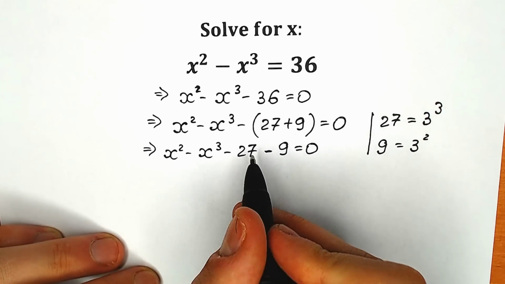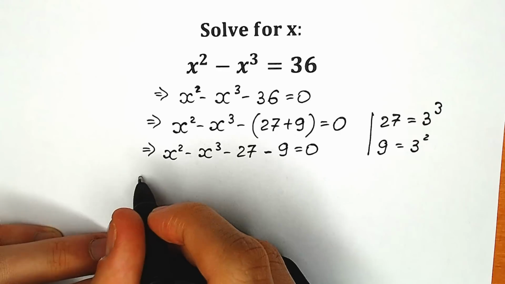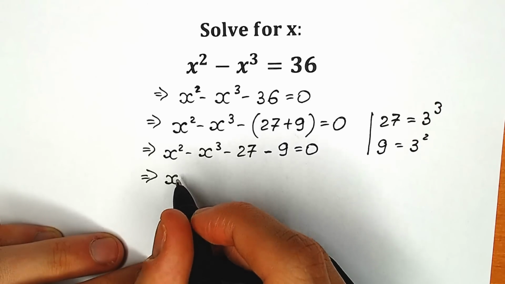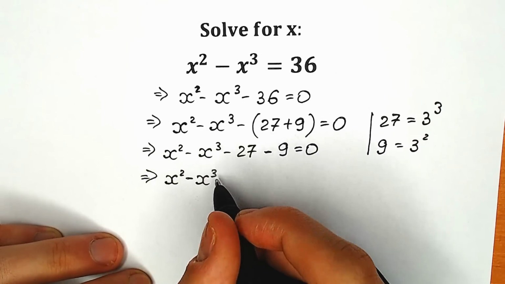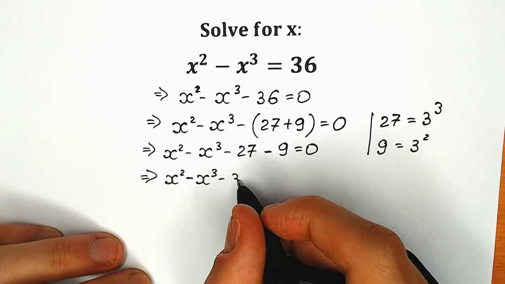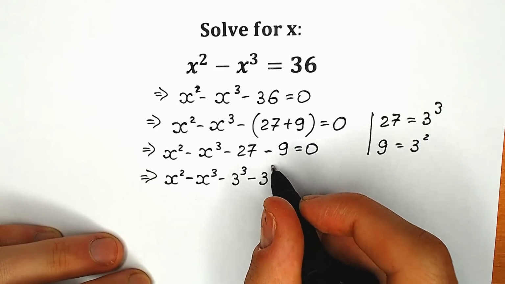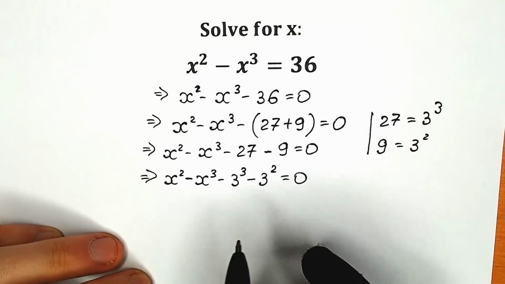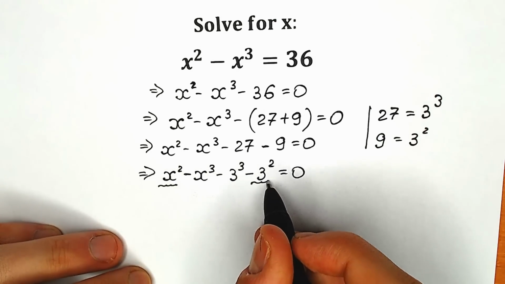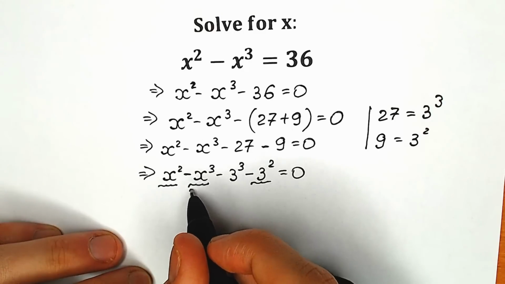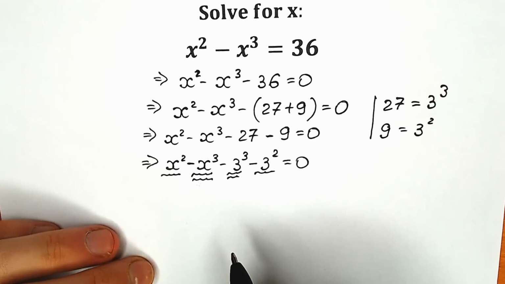Yeah, we can easily group this square with this square, and this cube with this cube. So let's see what will happen. As a result, we have x squared minus x cubed minus 27. We're gonna write 3 cubed, and instead of this 9, we're gonna write minus 3 squared equal to 0. Okay, so I really hope you understand it. Right now, we have x squared, we have 3 squared, we have x cubed, and we have 3 cubed. So right now, let's group these elements and see what will happen.